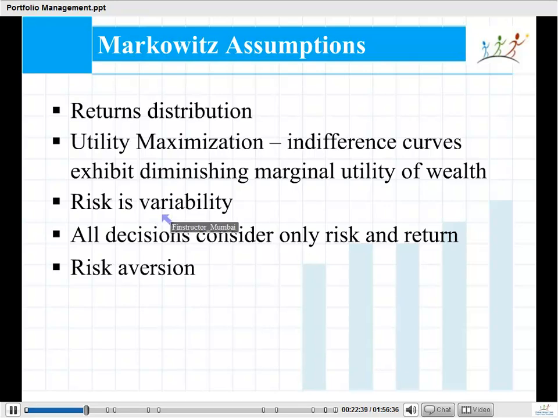Risk is given by standard deviation, that is, risk is given by variability. All decisions consider only risk and return, and investors are risk averse, which means for a given amount of risk they will ask for the highest return, and for a given amount of return they will ask for the lowest risk. So investors are risk averse.